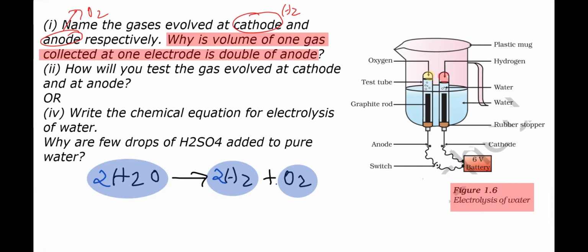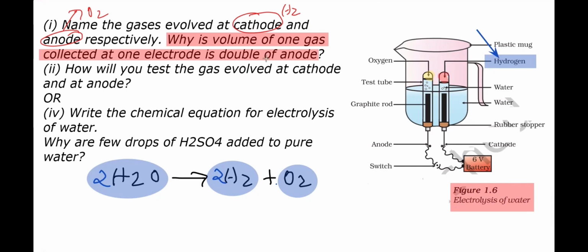There is one more part, that's the second part. How will you test the gas evolved at the cathode and anode? So we know the cathode gas is hydrogen. And what is the test for hydrogen gas? This gas burns with a popping sound. It burns with a pop sound.